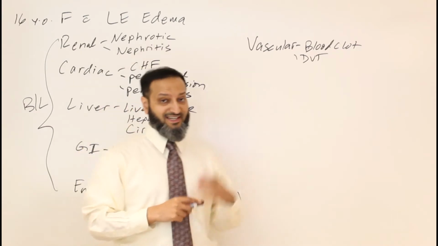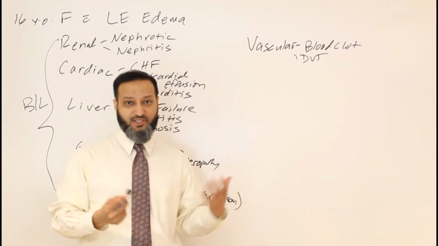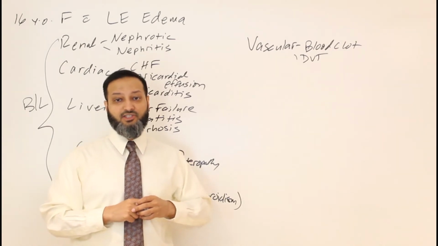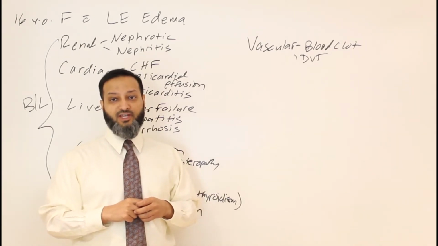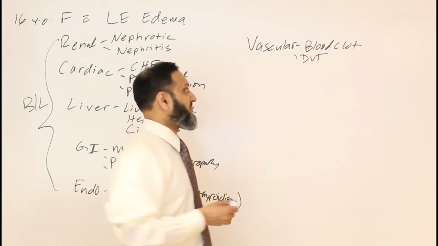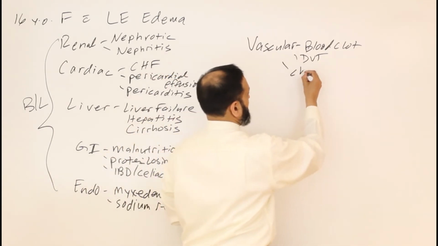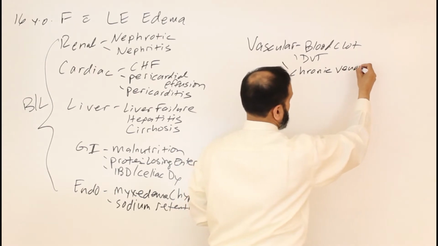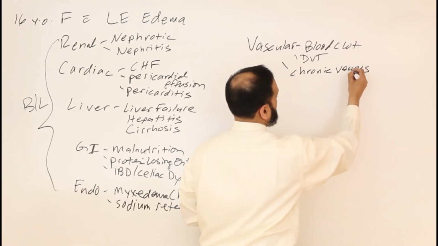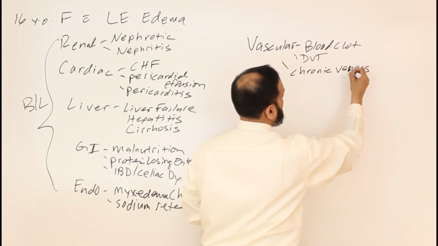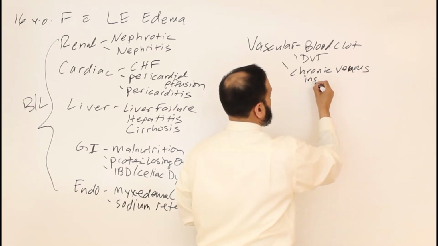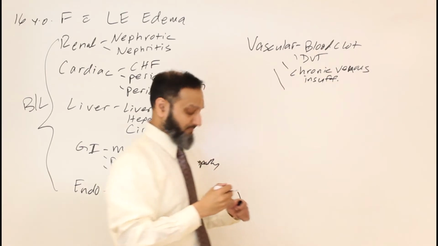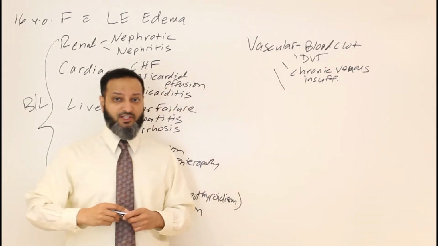Or also if you have a sedentary lifestyle and you're obese and you're not as active, that can set you up for blood clots and DVTs as well. Or if you have some sort of chronic venous insufficiency, that can give you the clots or more the swelling. So venous insufficiency for various reasons can give you swelling of the lower extremity as well.